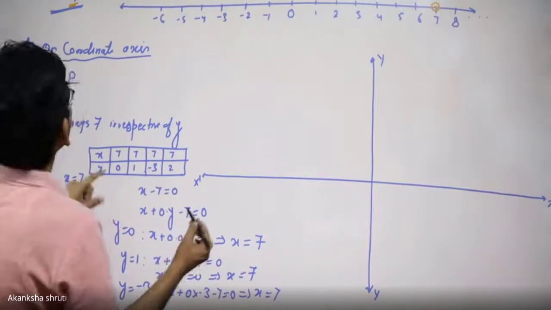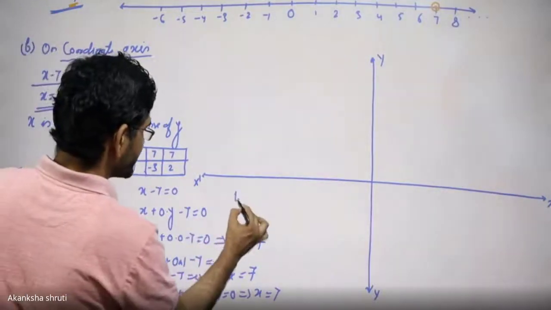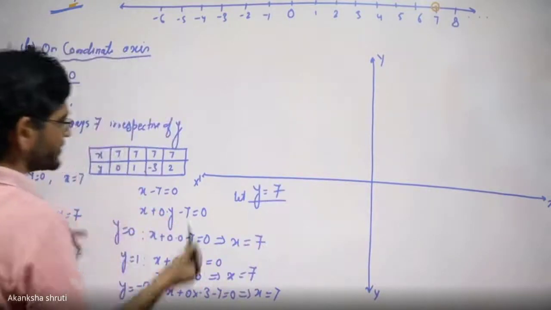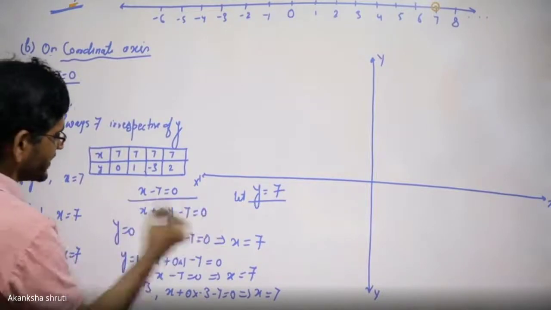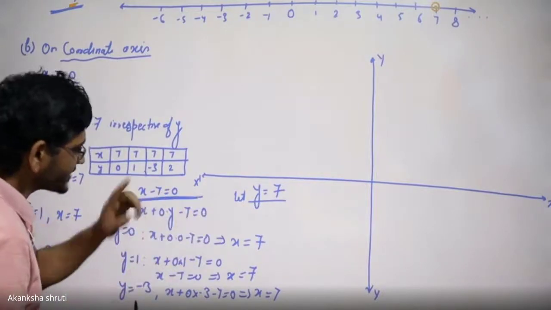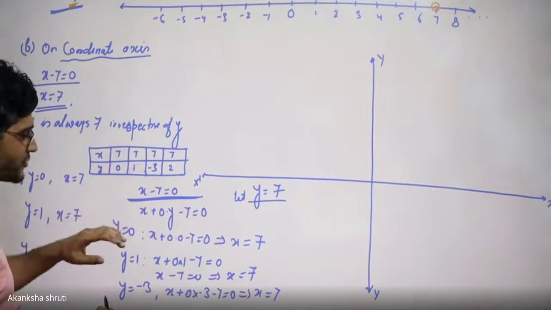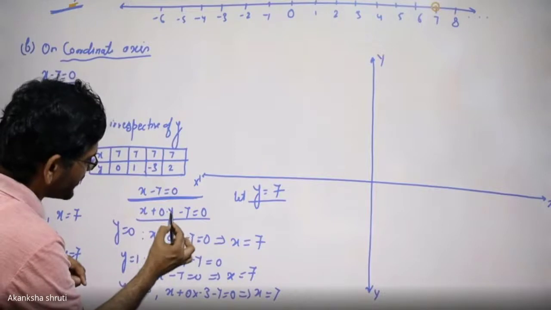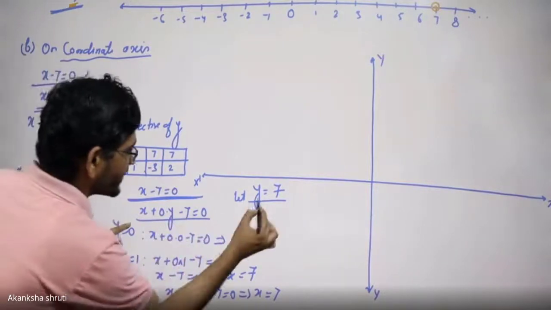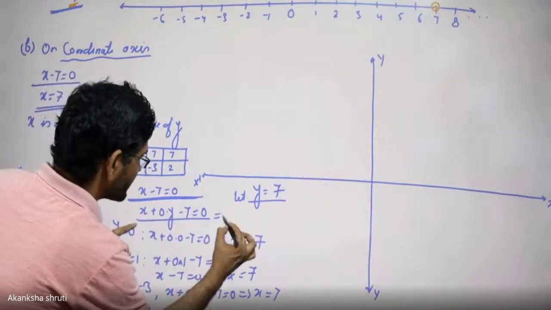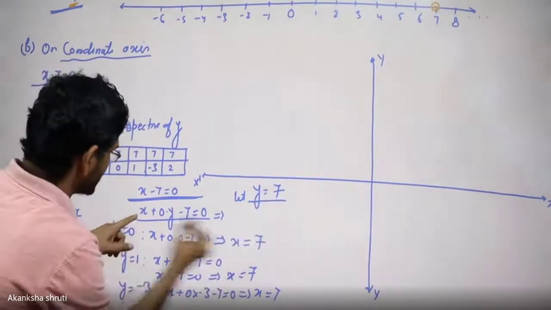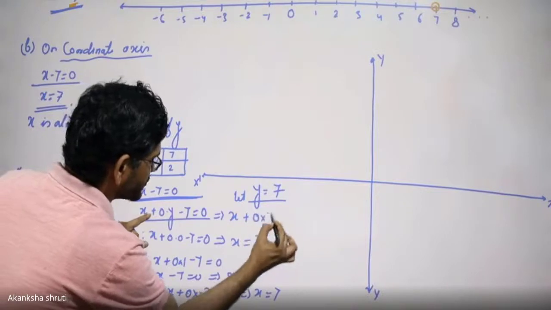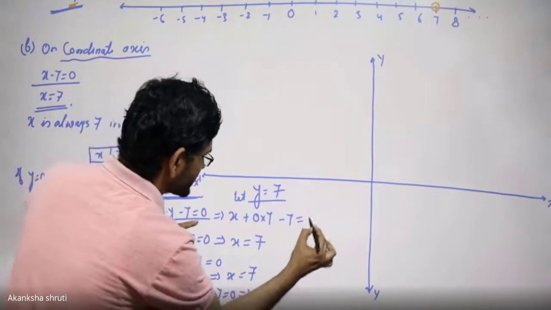Students, even if you are taking y as 7, what is our equation in which we are going to substitute? This is the equation. Though this does not contain y, if we want to write in terms of y, it is written as x plus 0 into y minus 7 equals 0. Substitute y equals 7. It becomes x plus 0 into 7 minus 7 equals 0.